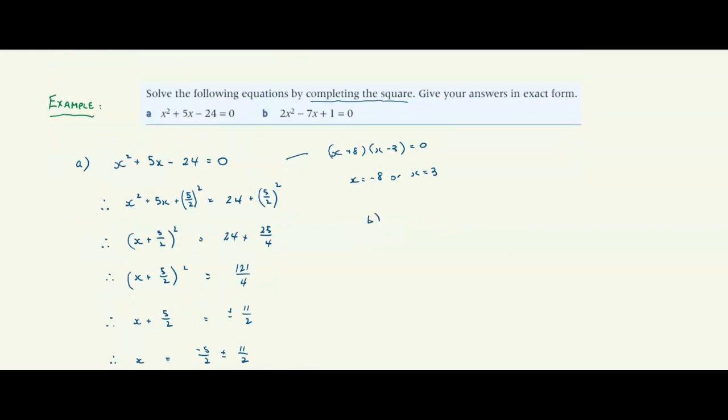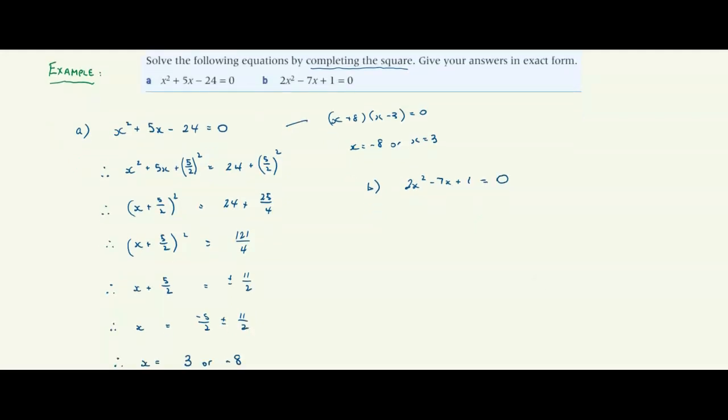So part B is 2x squared minus 7x plus 1 is equal to 0. I have to solve by completing the square again. I don't know if this one factorizes. It doesn't look like it does, so it doesn't matter anyway. I've got to complete the square, and in order to do that, I need to take the 2 out. So I end up with x squared minus 7 over 2 x plus 1 over 2 equals 0.